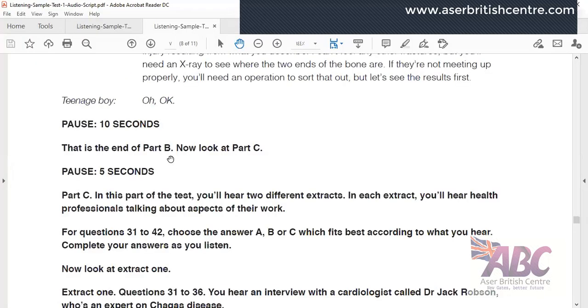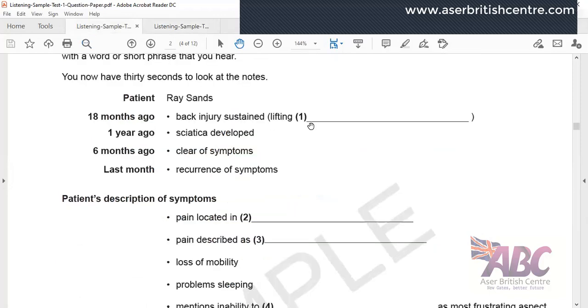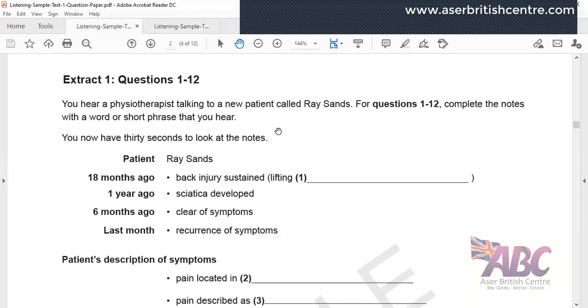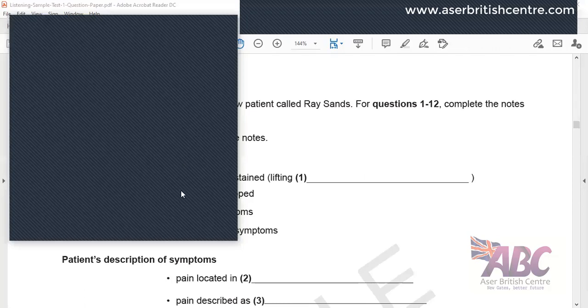Occupational English Test. Sample test 1. Listening test. This test has 3 parts. In each part, you'll hear a number of different extracts. At the start of each extract, you'll hear this sound. You'll have time to read the questions before you hear each extract, and you'll hear each extract once only. Complete your answers as you listen. At the end of the test, you'll have 2 minutes to check your answers.